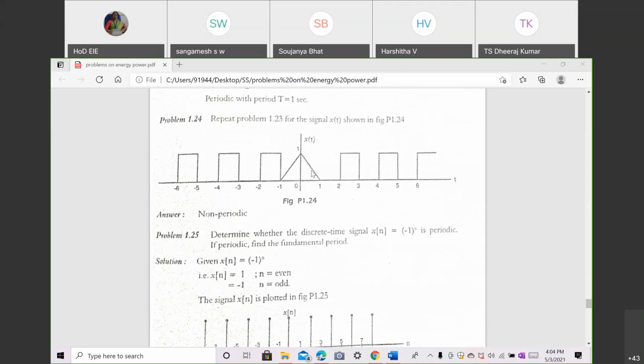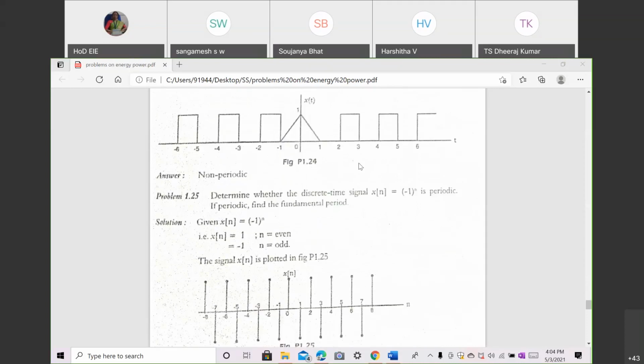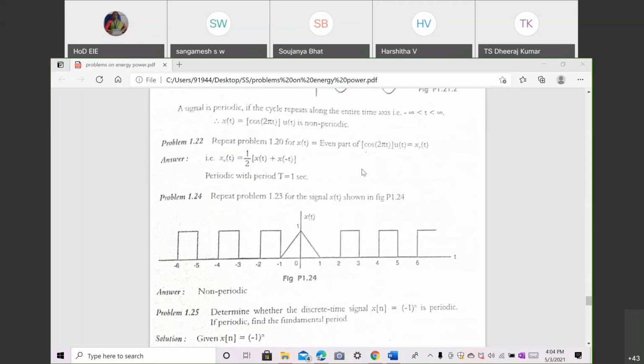Then another signal, another problem. We have to check for periodicity. It is non-periodic because of the wave pattern. See the wave pattern: a triangular waveform, then immediately the rectangular wave pattern starts. On the right side, it is not following, that's why it is not periodic.